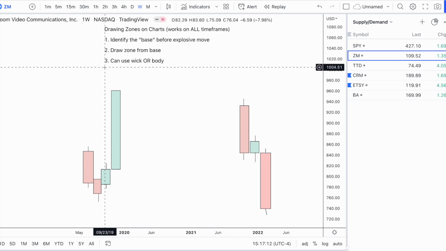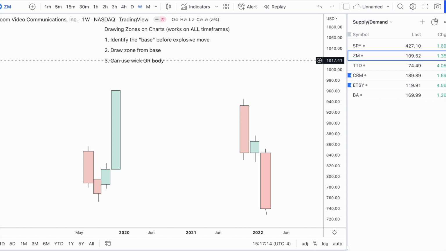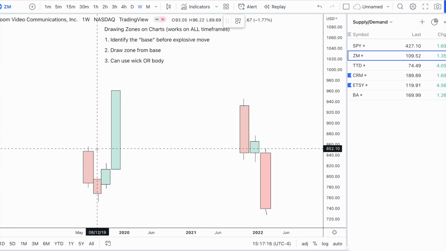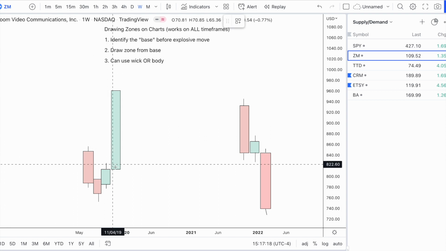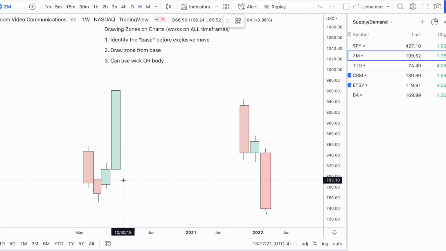Now you see in number 3, I say can use wick or body, right? What do I mean by that? So in the last candle, I went from the high of the wick to the low of the wick. Sometimes what you can do is use the body. It depends on a number of factors. So I'll use them interchangeably. It kind of just comes down to personal preference and what works better for you.